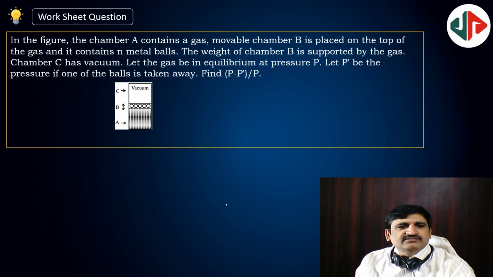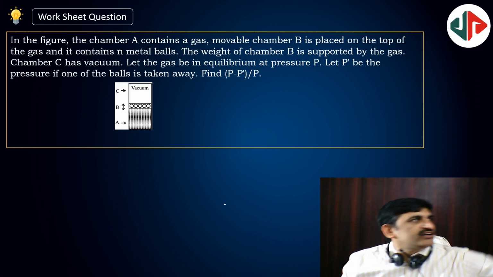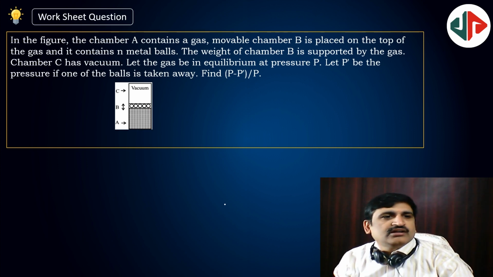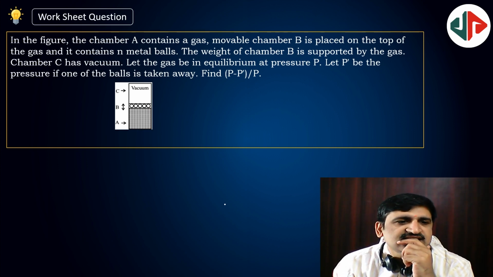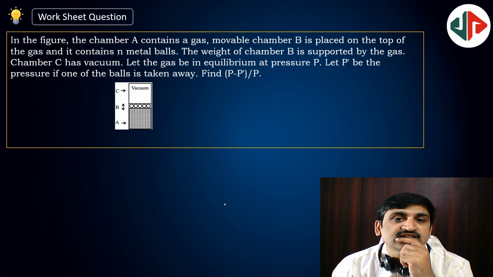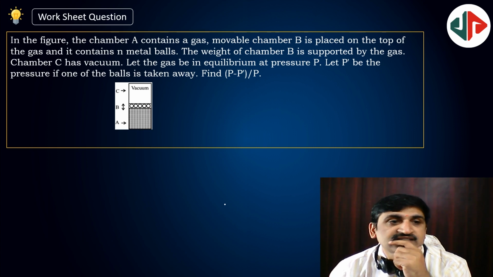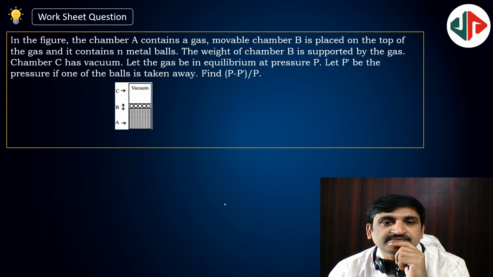In the figure, there is a vacuum chamber C, chamber B and chamber A. The chamber A contains a gas. Movable chamber B is placed on top of the gas, and it contains N metal balls. The weight of chamber B is supported by the gas, and chamber C is vacuum. Let the gas be in equilibrium at pressure P. Let P dash be the pressure.